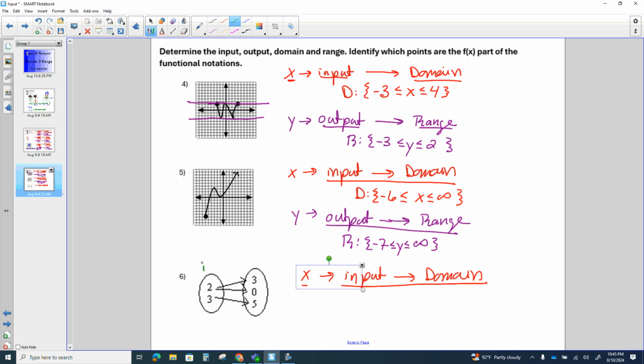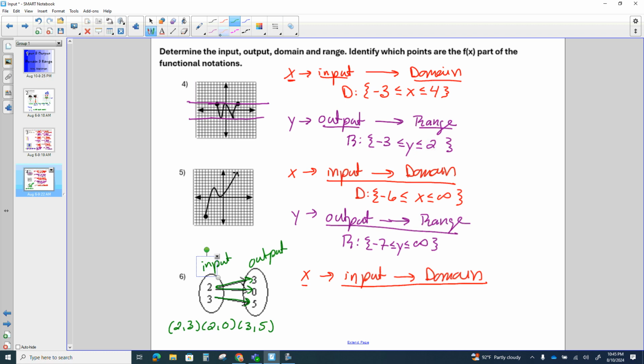So this is an input, the first one. That one is an output. How I can tell that is the arrows. So this starts at 2 and then goes to 3. This starts at 2 and goes to 0. This starts at 3 and goes to 5. What that means is if I plug in 2, I get 3. If I plug in 2, I get 0. So those are the points. We have 2, 3. The other point is 2, 0. And our last point is 3, 5.